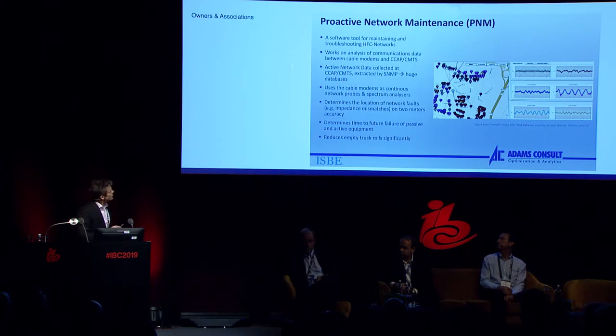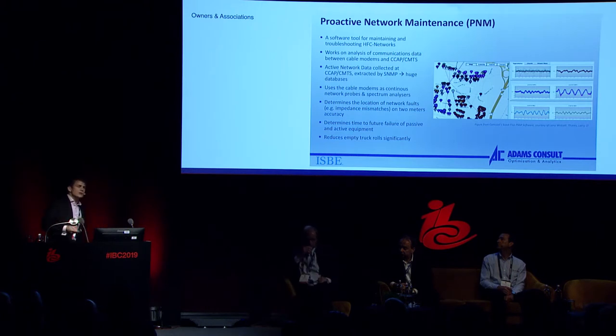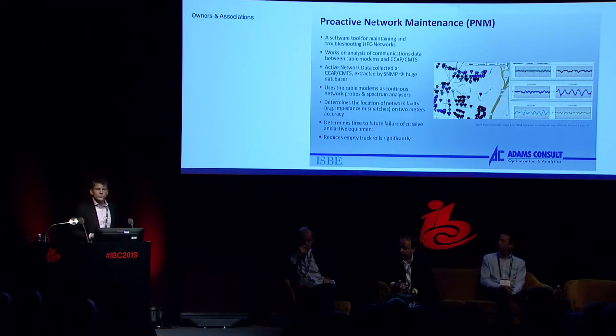Active network data is collected, extracted out of the CMTS by SNMP. That will create quite big databases. And now you got data, and you got to make sense out of it, the usual problem that we have these days. So we're using our cable modems as continuous network probes, as little spectrum analyzers, which means we don't have to roll a truck out there anymore. That will determine our network fault locations down to 6 feet, maybe 3 feet. That's pretty good. And it determines the time to future failure of passive and active equipment.